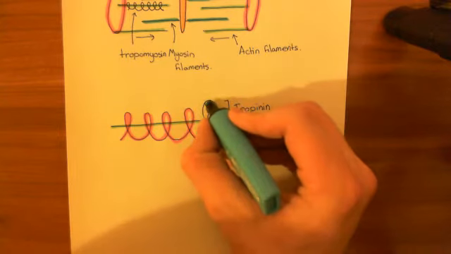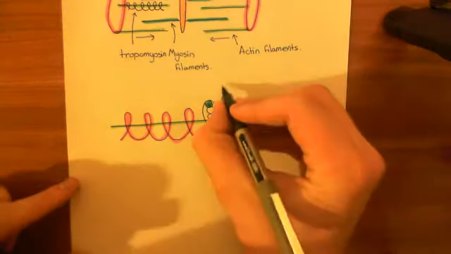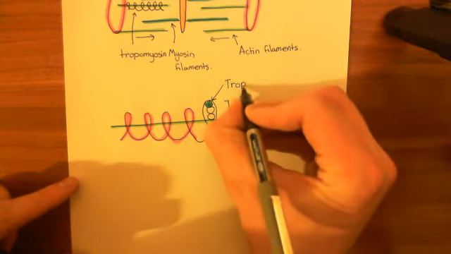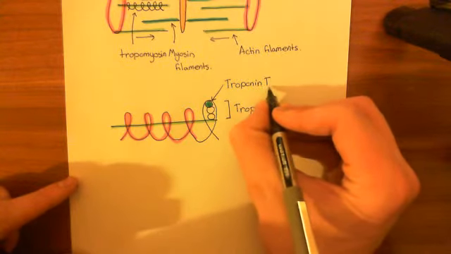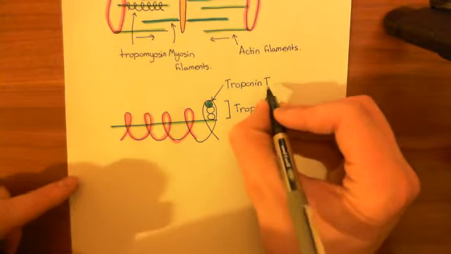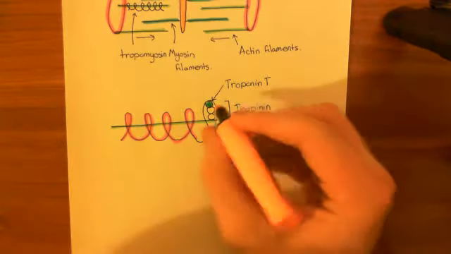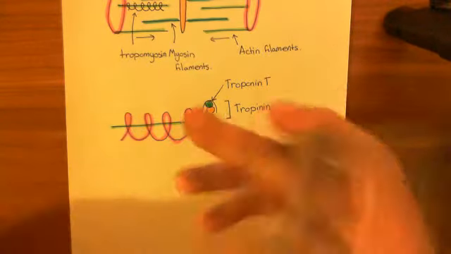The one which is attached to the tropomyosin is known as troponin T. Troponin T is called troponin T because it is the one which attaches to the tropomyosin. T for tropomyosin. Then there is this one in the middle here, which is known as troponin C.